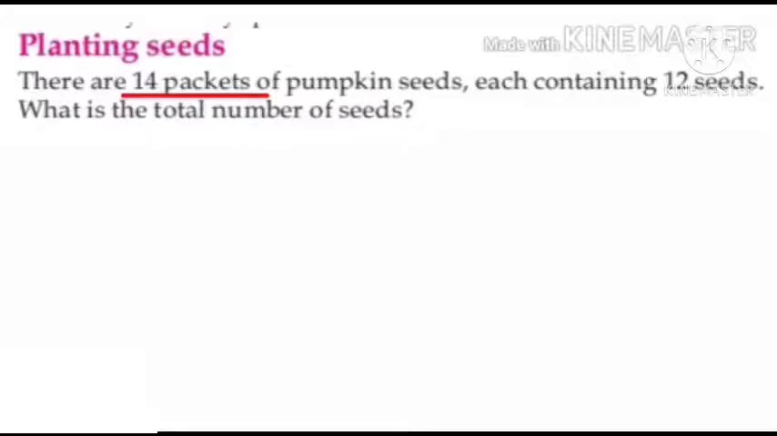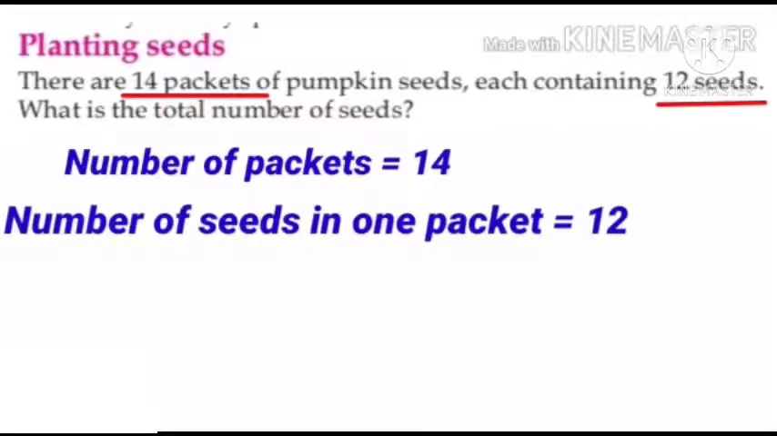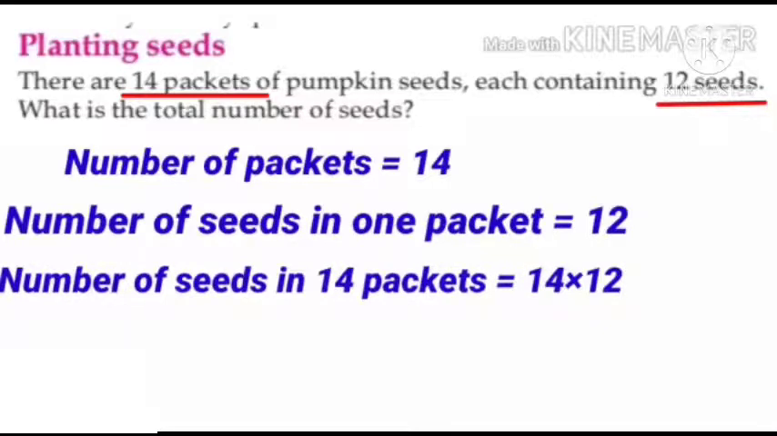So, number of packets equal 40. Children, you know each packet containing 12 seeds. So, number of seeds in one packet equal 12. We have to find out number of seeds in 14 packets. You know there are 12 seeds in one packet. So, find the number of seeds in 14 packets by multiplying 12 by 14. Number of seeds in 14 packets equal 14 into 12.